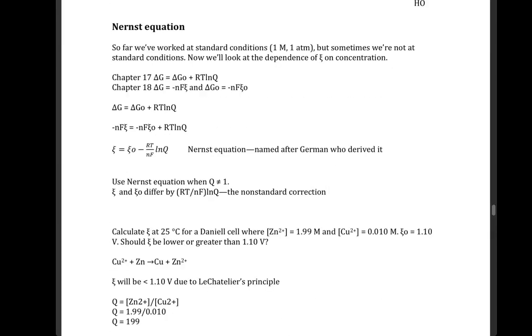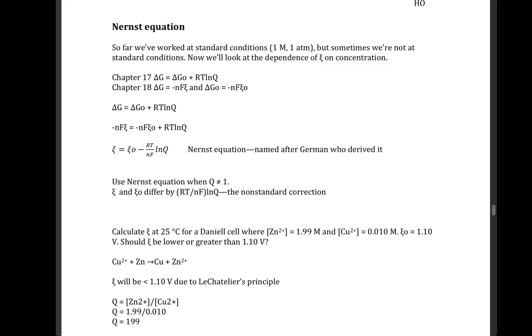Alrighty, next we get into the Nernst equation, which is the one that we need to use when we are after the potential at conditions that are not standard. So far we've worked at standard conditions. So those are 1 molar concentrations, 1 atmosphere pressure, usually 298 Kelvin, but sometimes we're not at standard conditions. Now we'll look at the dependence of the potential on concentration and pressure.